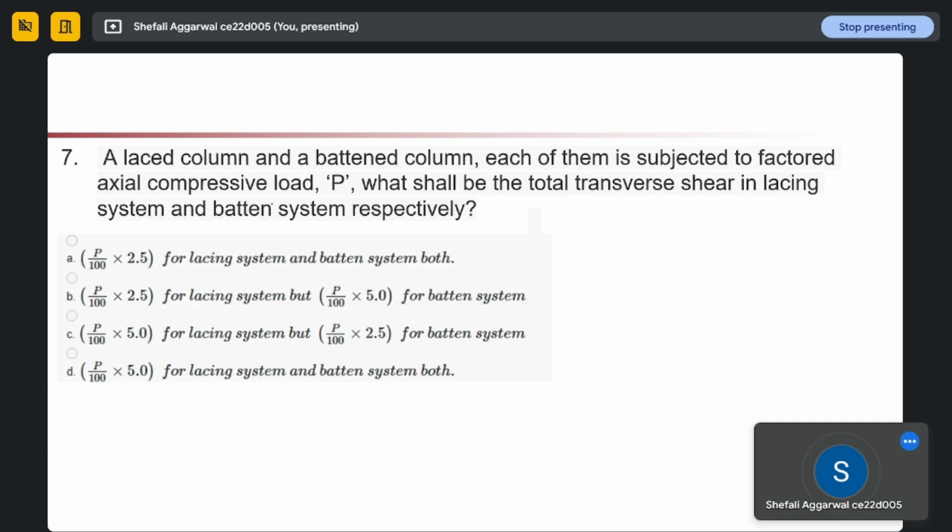Next question. A laced column and a batten column, each of them is subjected to a factored axial compressive load of P. What should be the total transverse shear in the lacing system and batten system respectively? It should be 2.5% for lacing system and batten system, 2.5% for lacing system but 5% for batten system, 5% for lacing system but 2.5% for batten system, or 5% for both lacing and batten system.